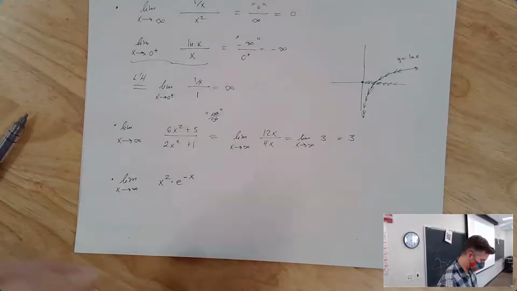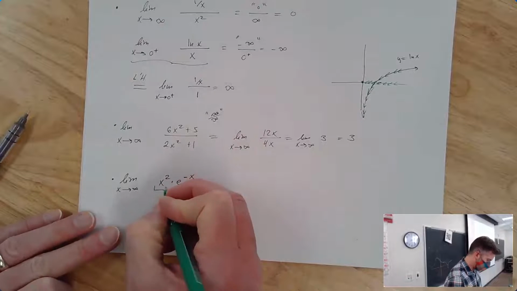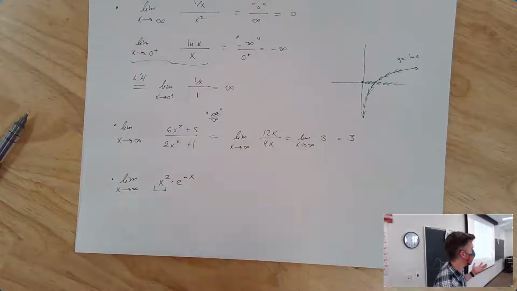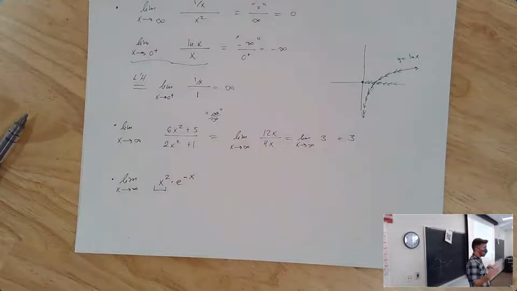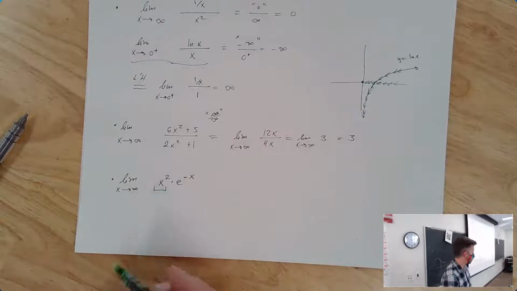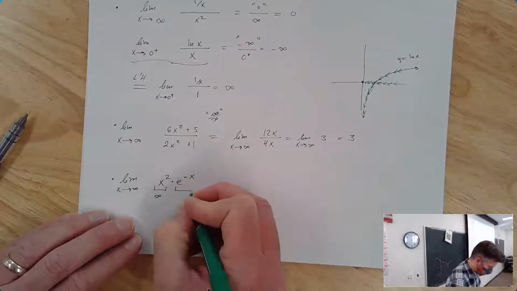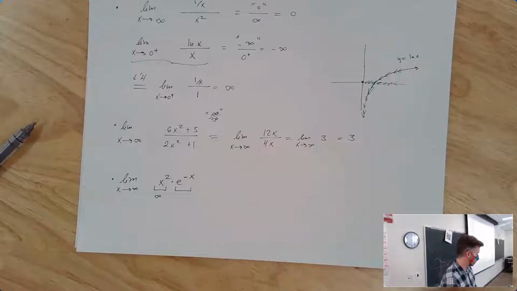So what's happening with x squared? Is it getting really large or really small or really negatively large? Those are kind of the things. So when we're doing L'Hopital's rule, typically you're looking for infinity over infinity or 0 over 0. Either things are going to infinity or to negative infinity or to 0. Which of those three things is x squared doing? Right. Which of those three things is e to the negative x doing?